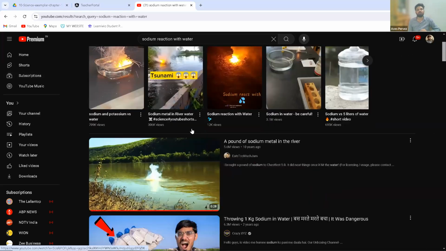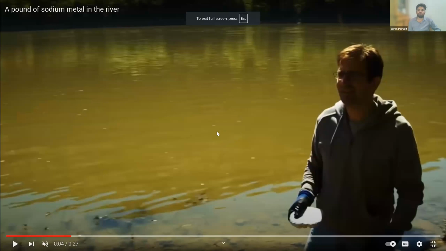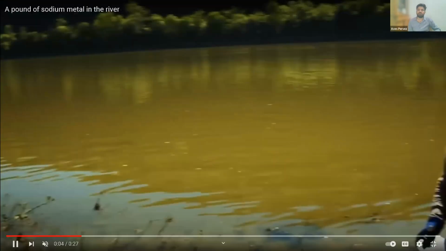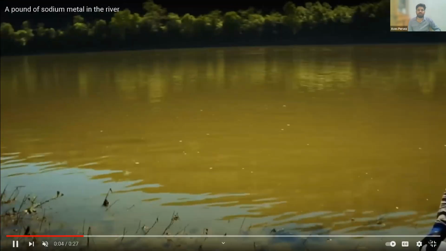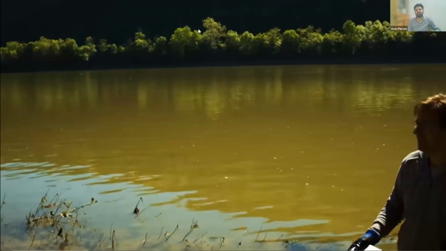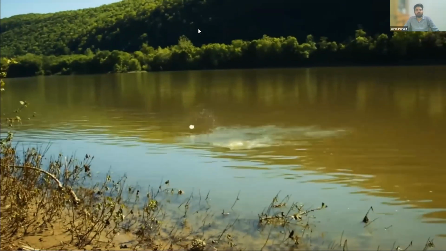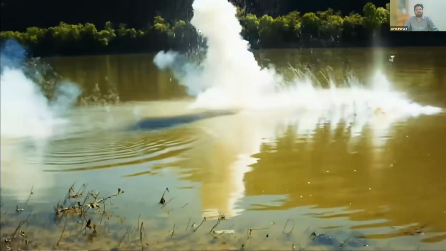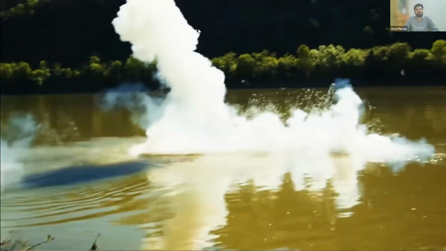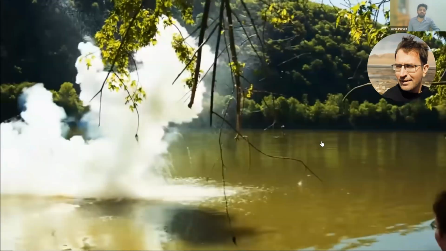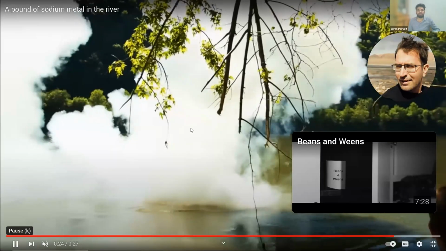You can check it here also. This is a sodium metal, and when you add it to water, you can see that it is reacting vigorously. So this results in a blast. Why? Because the hydrogen gas that is produced catches fire. So it is a very exothermic reaction and leads the hydrogen gas to catch fire.